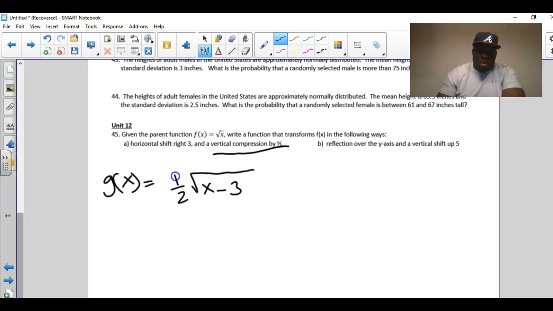Remember, vertical is outside, and I don't need to do anything to it. If it says by 1/2, it is 1/2. So this is part A. This is g of x.